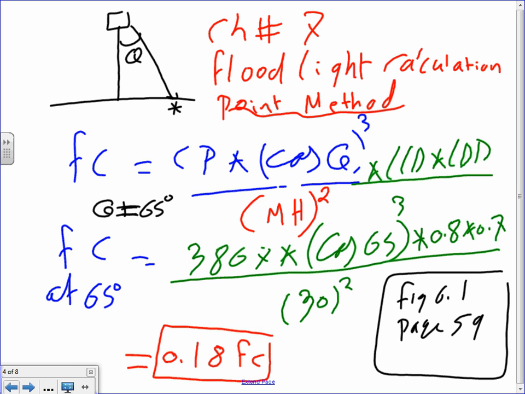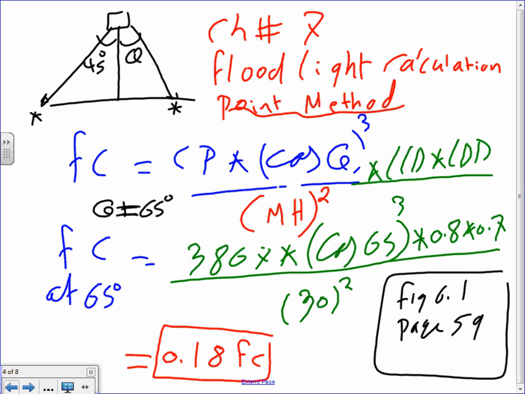If I ask you to find the candela power at another angle right here, and another angle right in here at this point, let's just pick an angle of 45 degrees. Cool? If I ask you to find it at 45, what do you do? The first thing, the candela at 45 is 3,168. Multiplied by cosine 45 raised to the power 3 times the same derating factor 0.8 and 0.7, divided by the same height of the fixture.